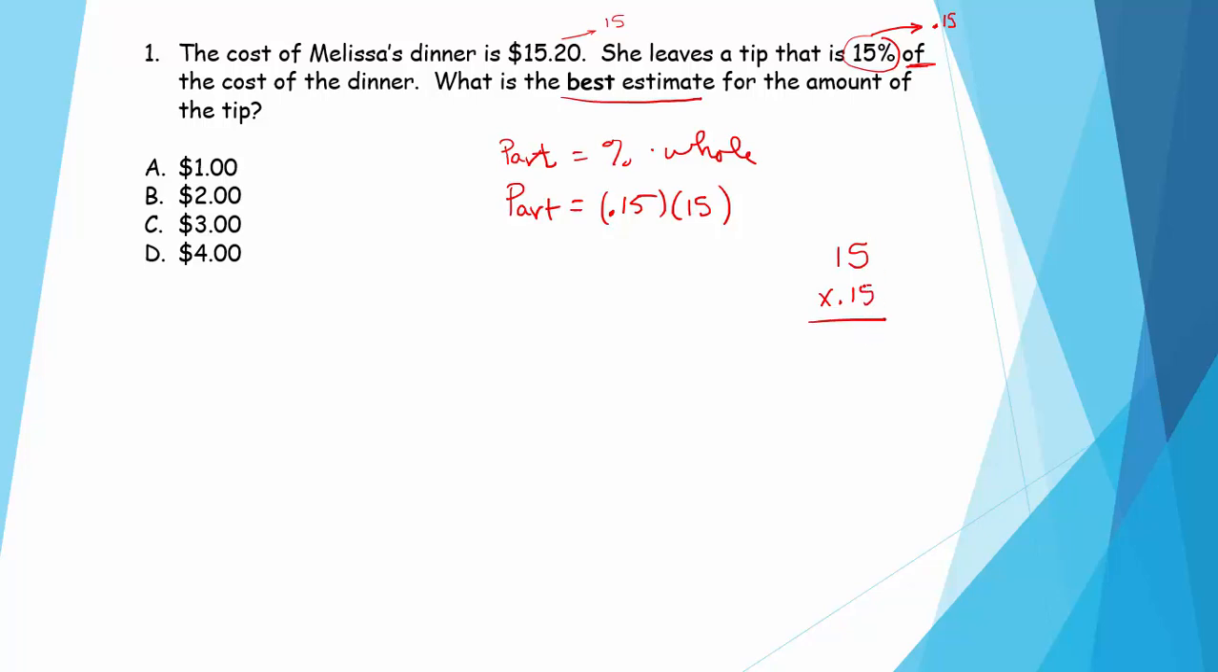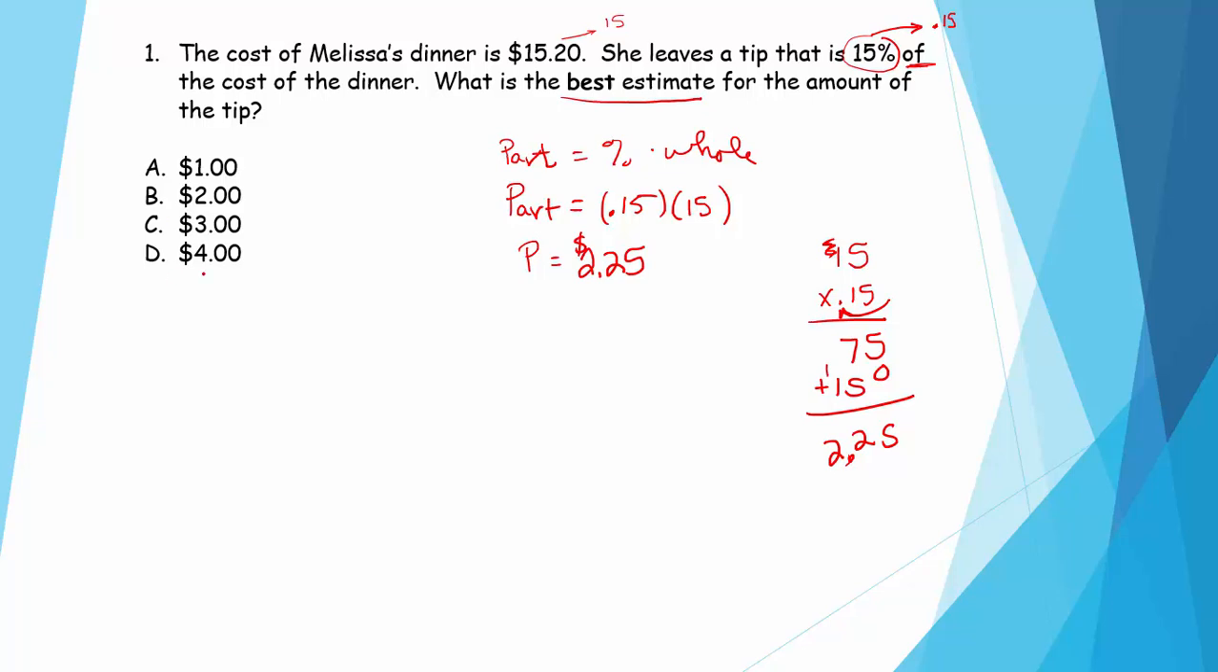5 times 5 is 25. 5 times 1 is 5, 6, 7. Put down a 0 as a placeholder. 1 times 5 is 5. 1 times 1 is 1. Add those up. 5, 7, and 5 is 12. So once I move my decimal point over 2 places, I see that the part will be $2.25.